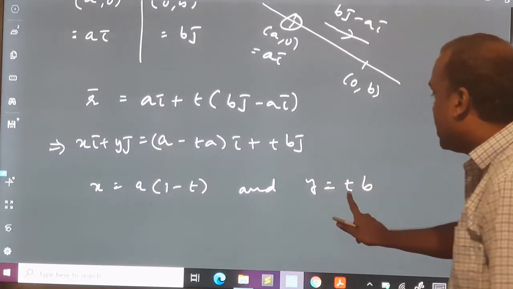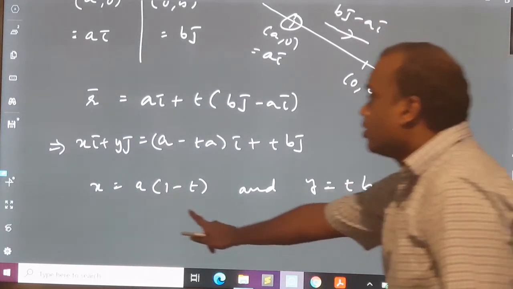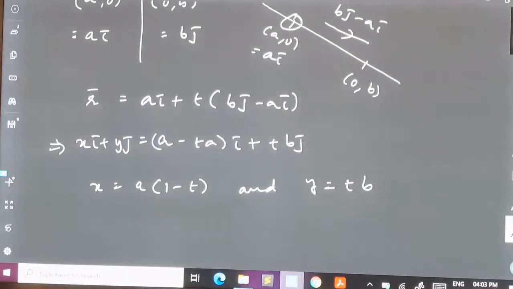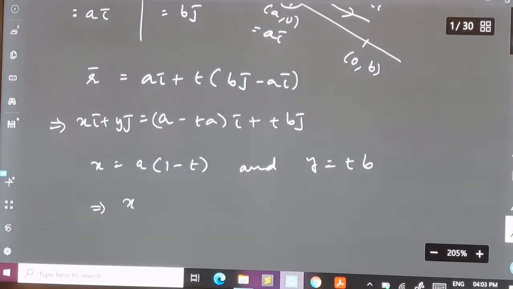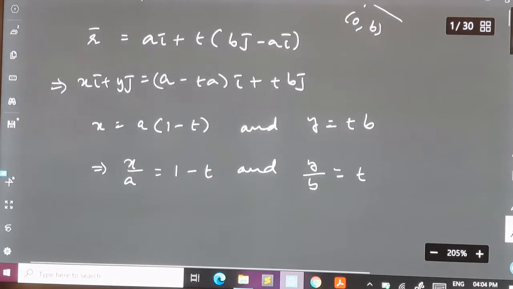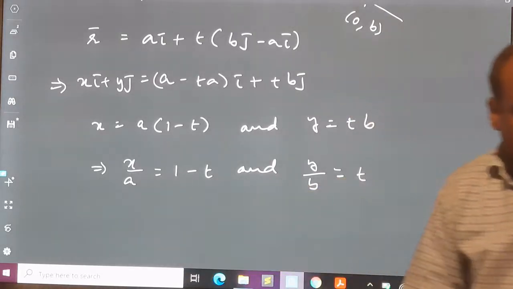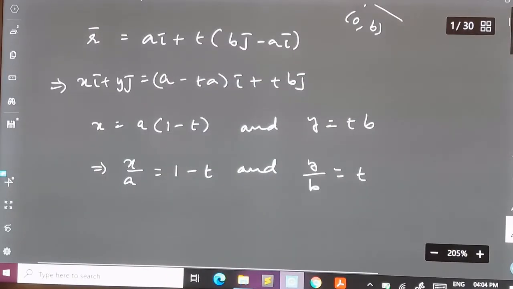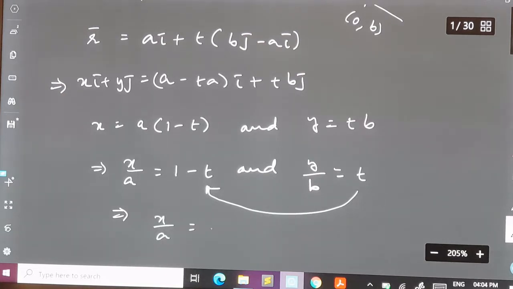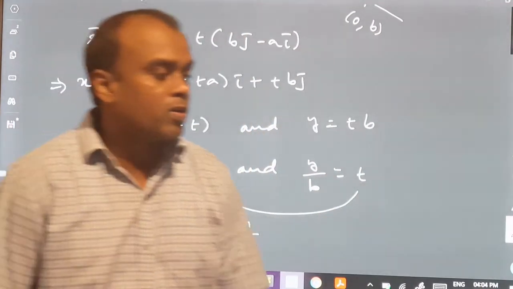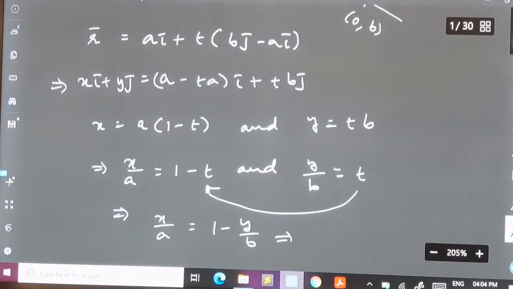Observe that from here t is nothing but y by b. From these two equations, if I eliminate the parameter t, observe that from this equation I have x by a is equal to 1 minus t, and from here I have y by b is equal to t. So writing the value of t from this, this is y by b. Okay, so what do I get? Writing this value of t over here, I will have x by a is equal to 1 minus y by b, and thereby bringing this to the left hand side, you have your line equation the way you want. x by a plus y by b is equal to 1.